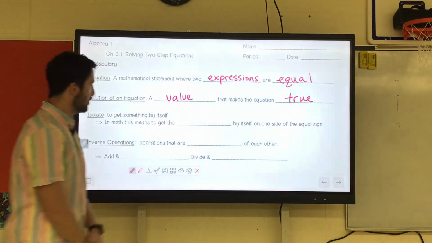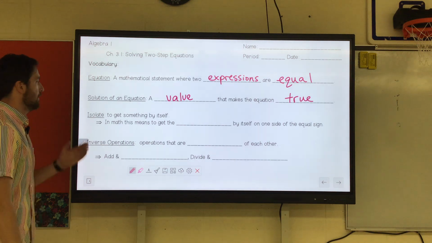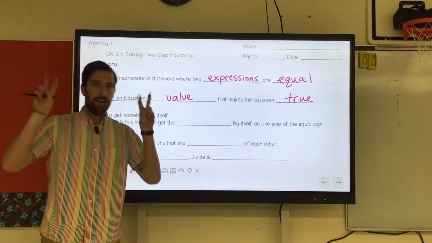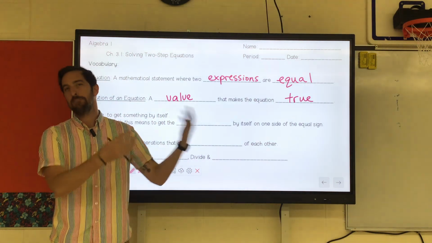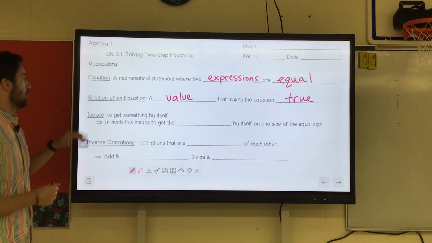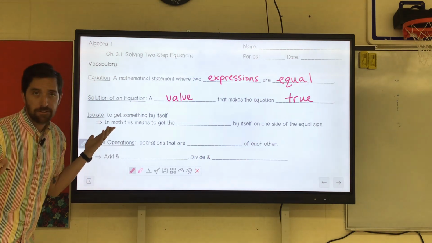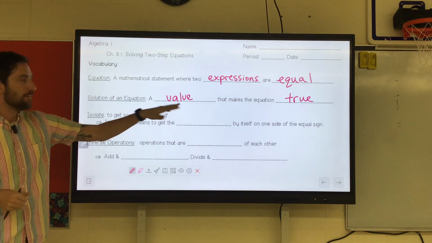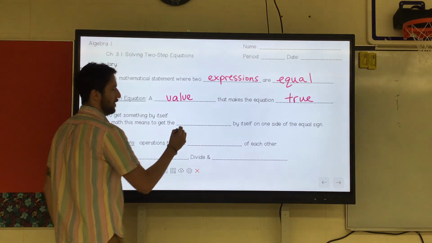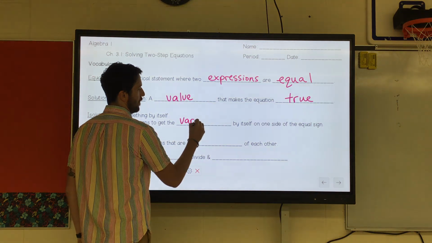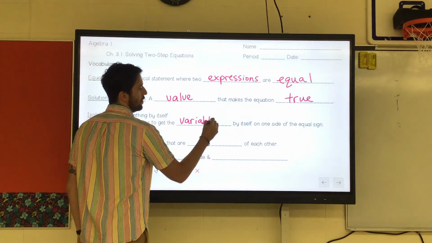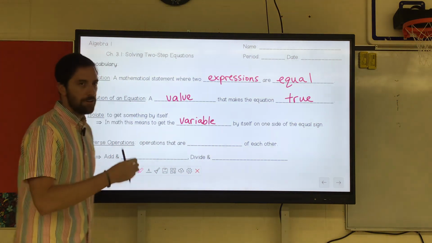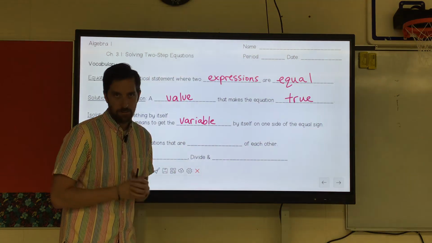Now, we often say things like isolate the variable. That means get it by itself. In math, this means to get the variable by itself. So we're getting it down to just one variable on one side of the equal sign.